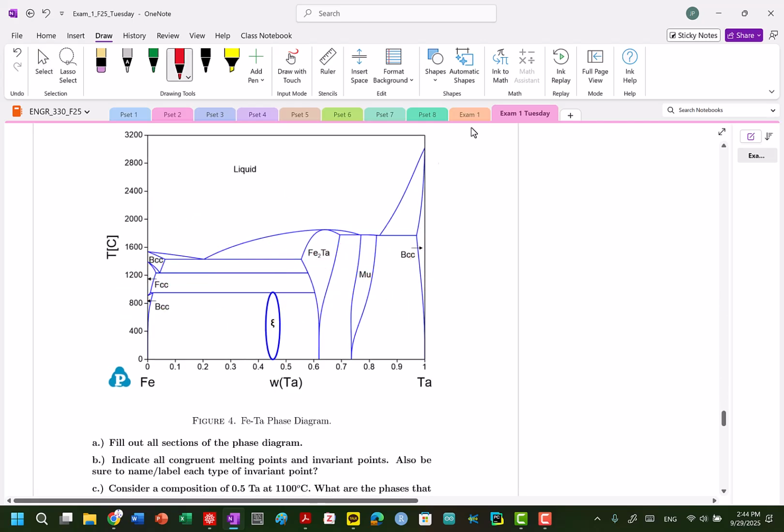Excellent. We need congruent melting points. Here's one. Here's basically another one here. Here's one here, and then here's one there. Those are your congruent melting points.